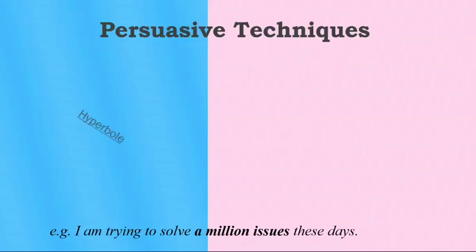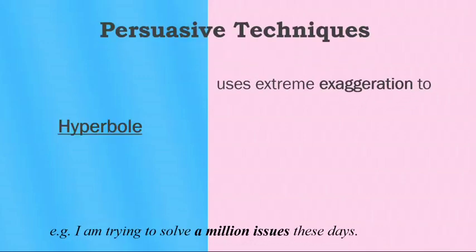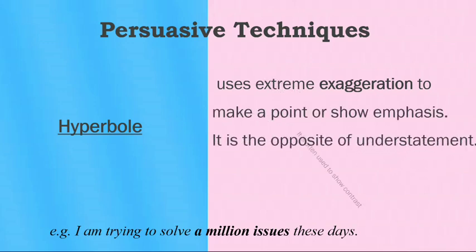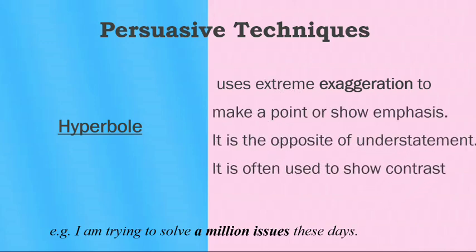The next technique is hyperbole, which uses extreme exaggeration to make a point or show emphasis. It is the opposite of understatement and is often used to show contrast or catch the reader's attention. Example: I am trying to solve a million issues these days.